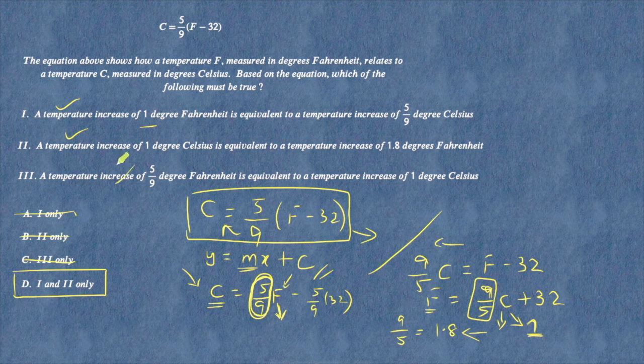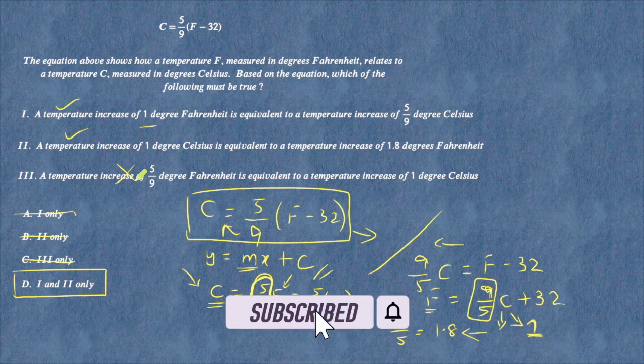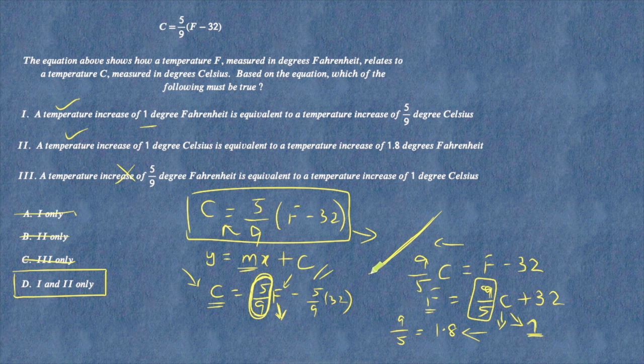So this is wrong. I hope you understood the problem: how this equation is converted into a linear equation, and then we plot a graph to find the slope and then determine the increase for every 1 unit increase either in Celsius or Fahrenheit. That's how we solve this problem.